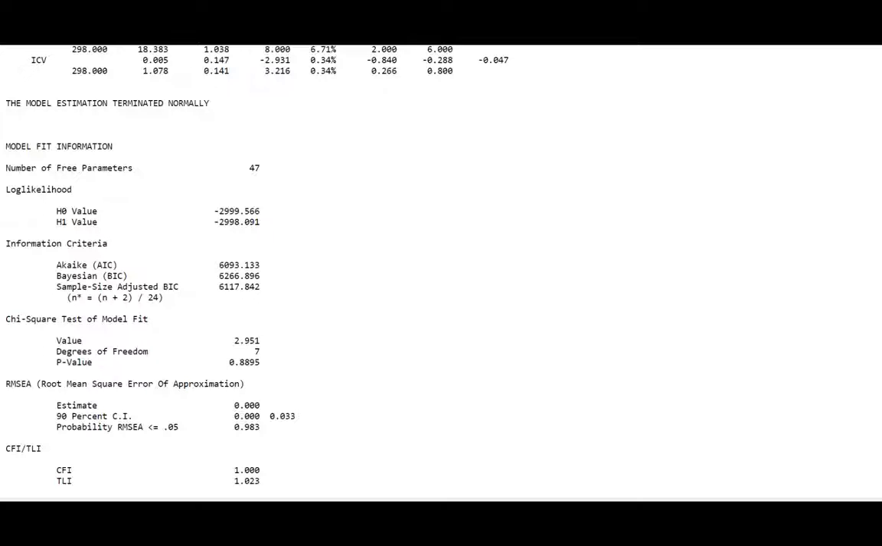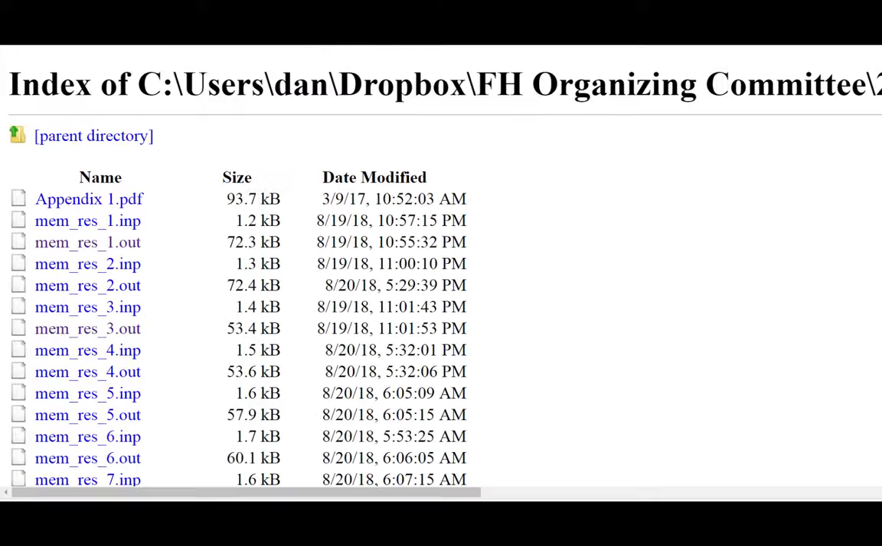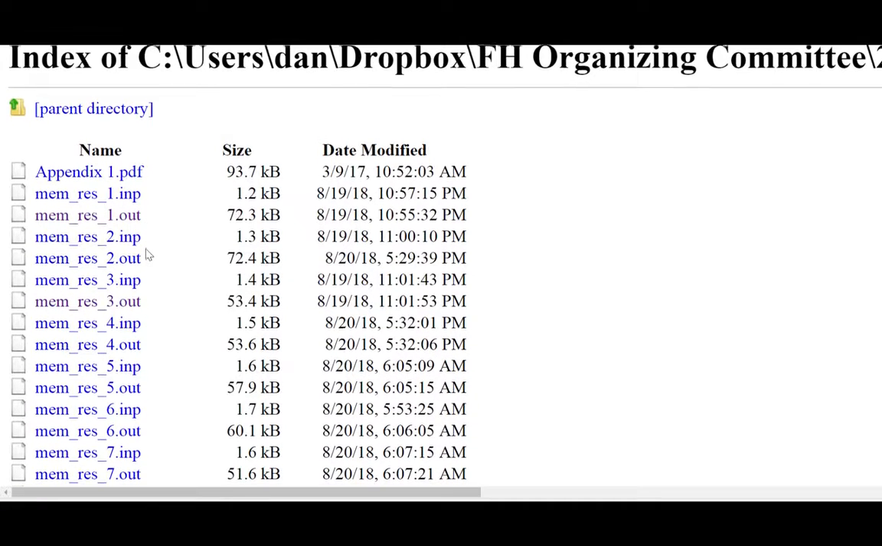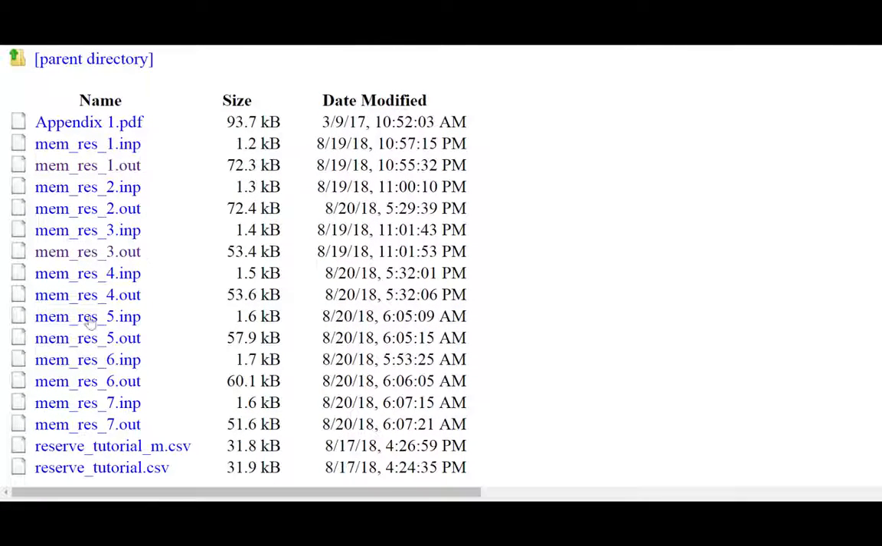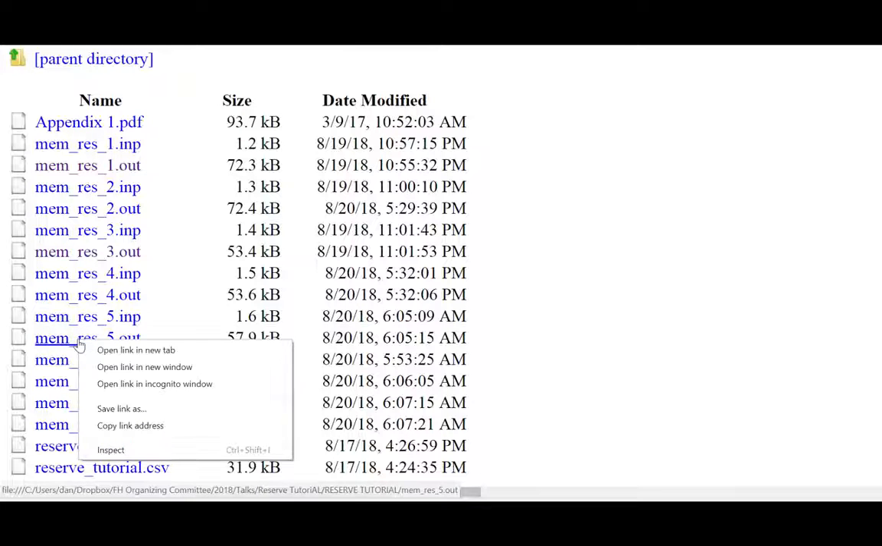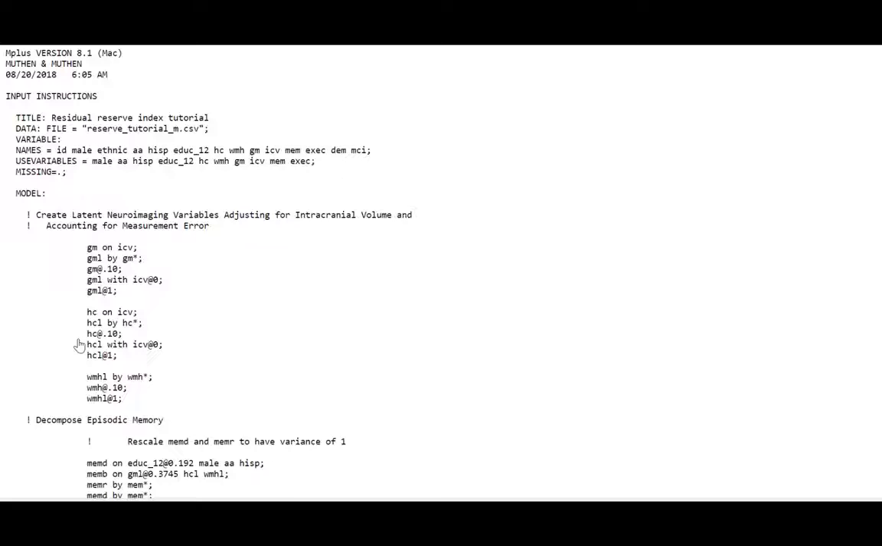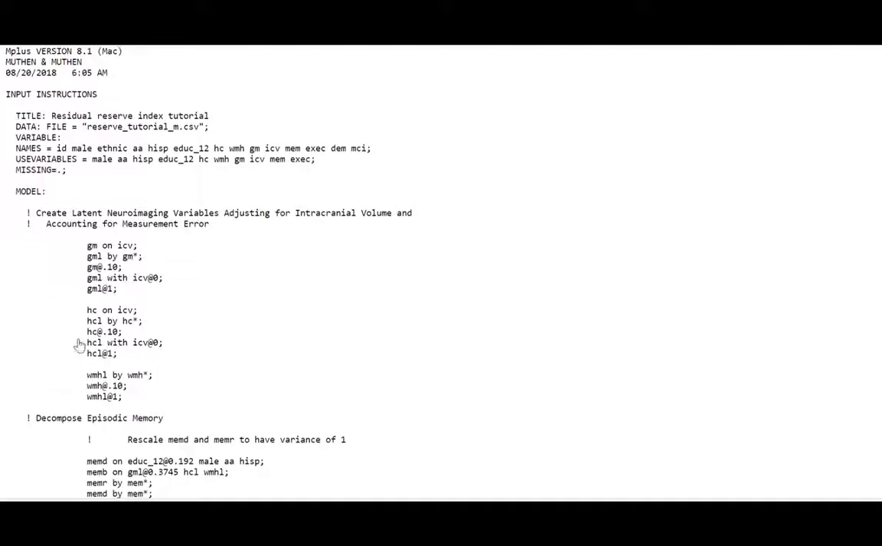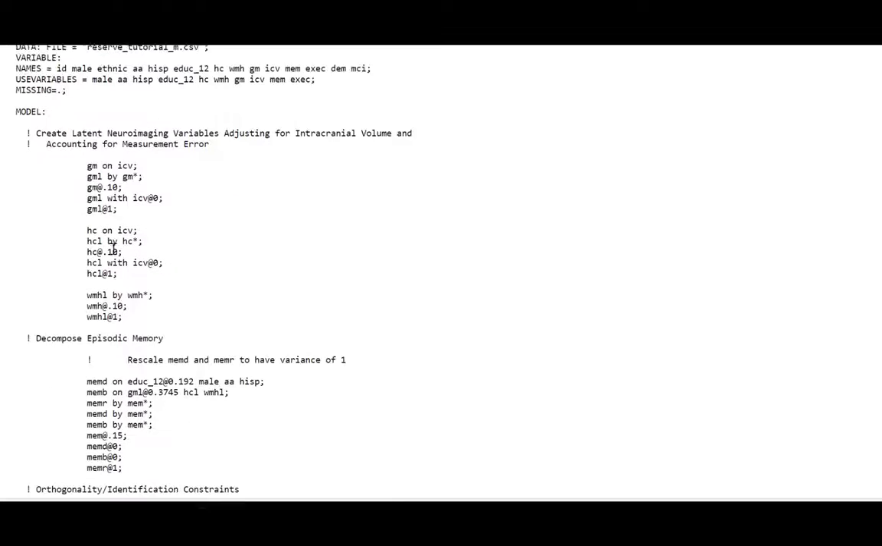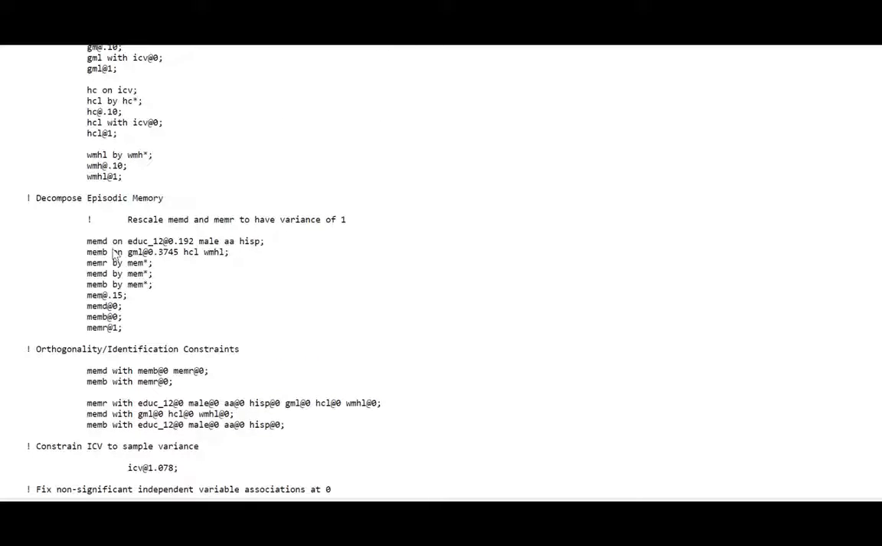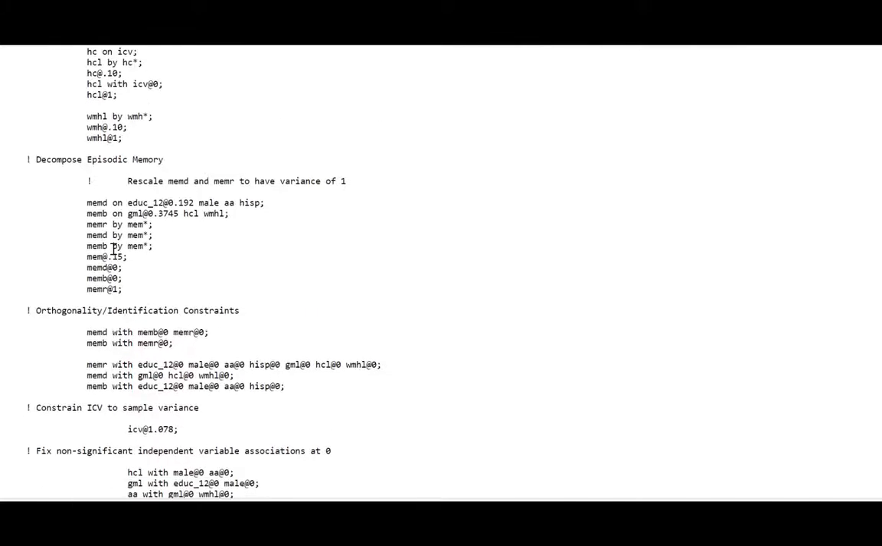So to move things along, I'm hit the back arrow. The back arrow, which is over to the left of the address bar. Okay. Let's see.